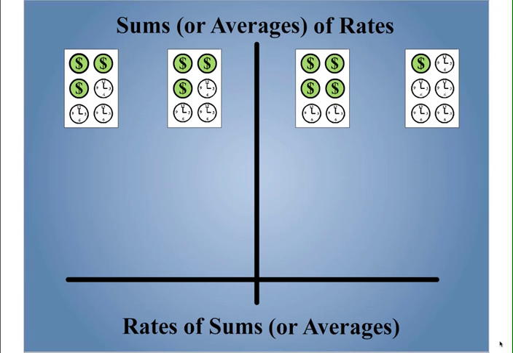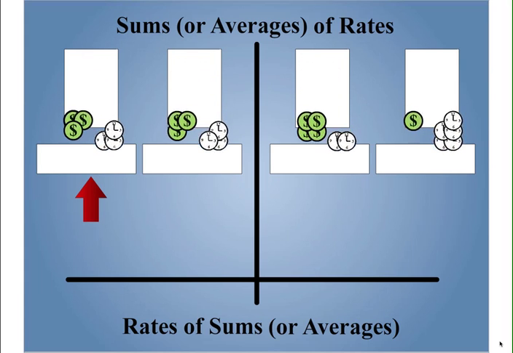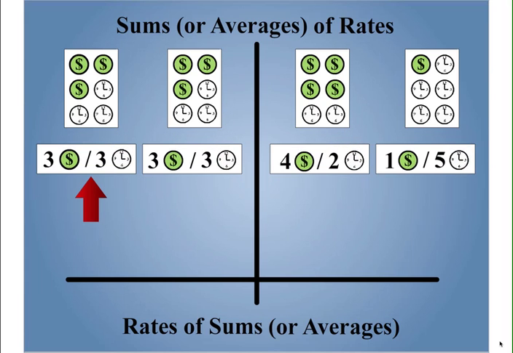First, let's look at simplified data for two workers, one on the left side of this diagram and one on the right. For the worker on the left, the diagram shows data for 2 days, or 2 weeks, or for 2 months. During the first period of work, this worker earned 3 bags of money for 3 hours of work. And, during the second period, this worker again earned 3 bags of money for 3 hours of work.